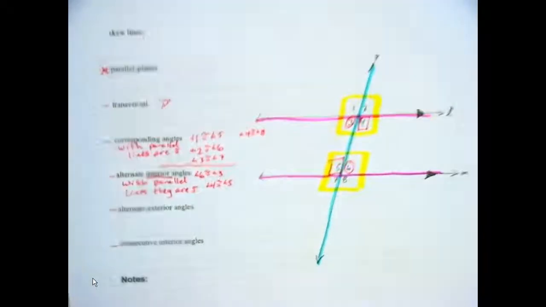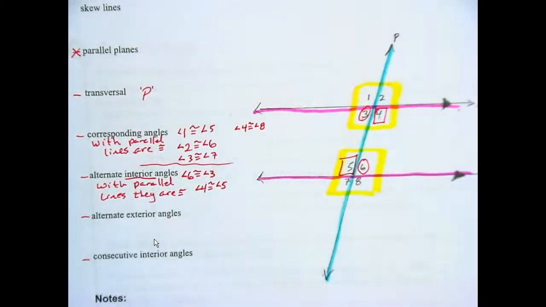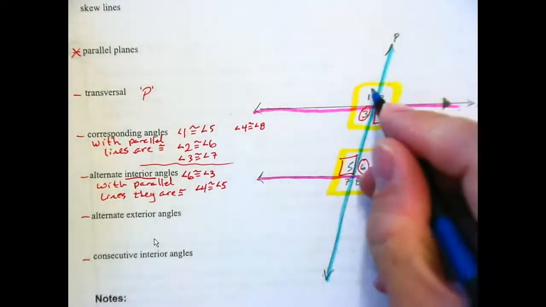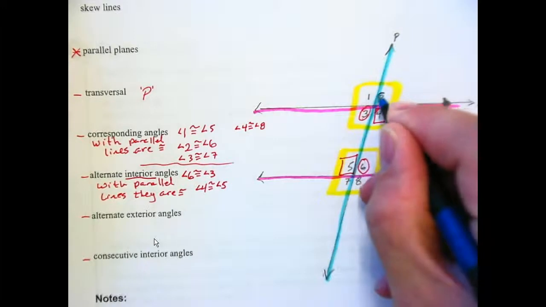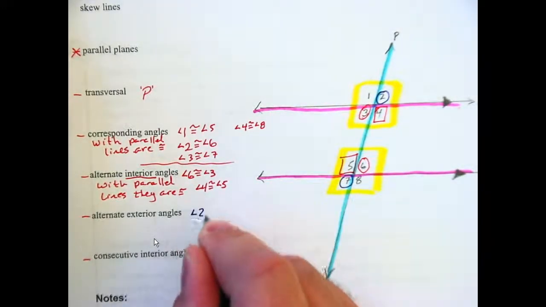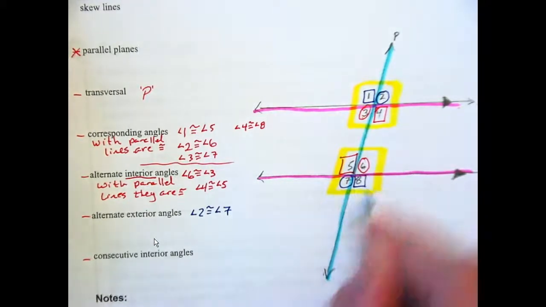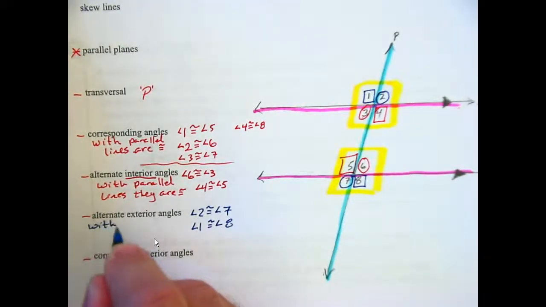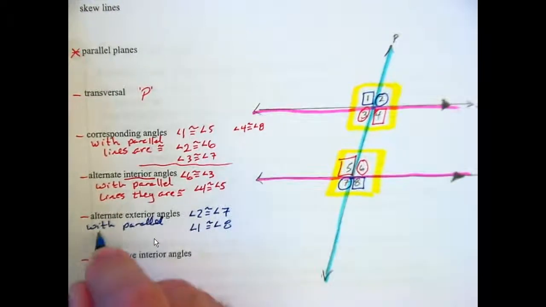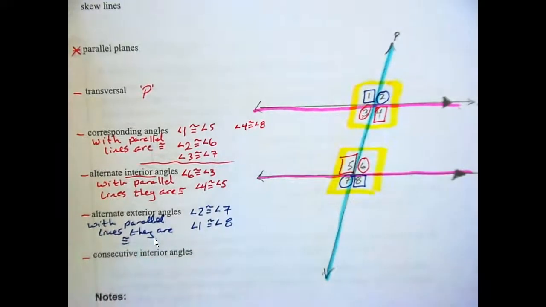All right, alternate exterior. So alternate interior happen inside the parallel lines on opposite sides of the transversal. Alternate exterior happens outside the parallel lines, but on alternating sides of the transversal. So for instance, which ones? 2 and 7. What else? 1 and 8. Okay, and once again, with parallel lines, they are congruent.